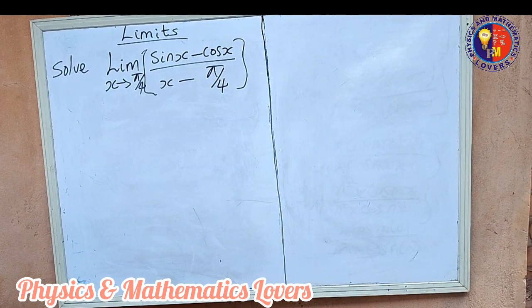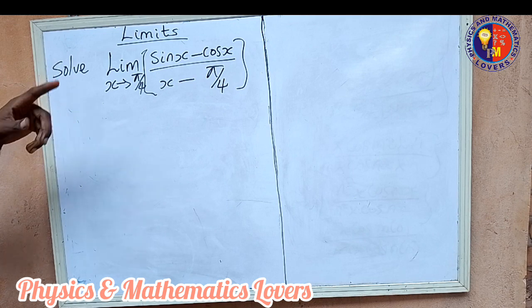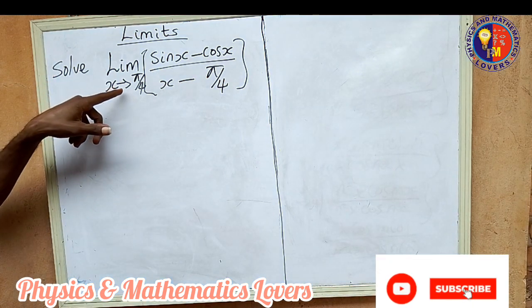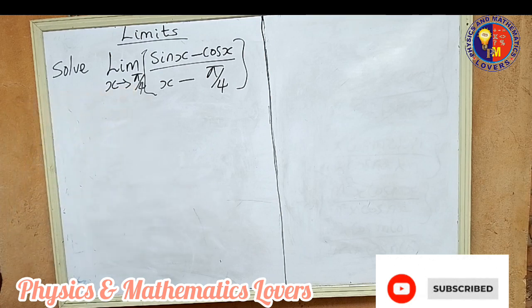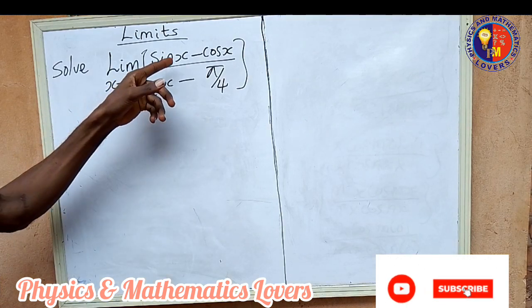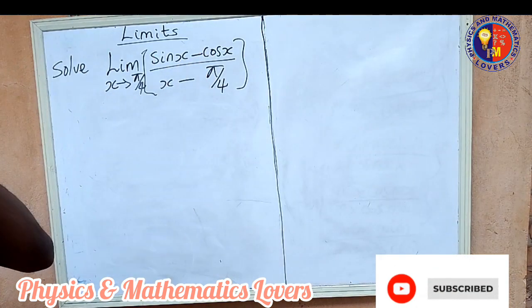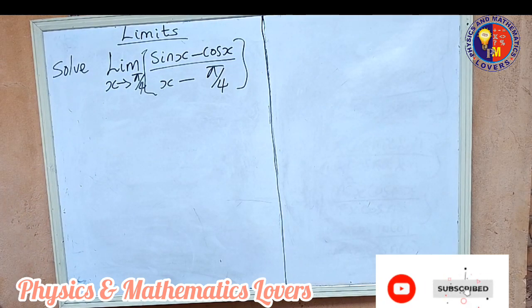Before us here is a question on limit functions, precisely a trigonometric function. The question says: solve the limiting value as x tends to pi over 4 of sine x minus cos x, all over x minus pi over 4.